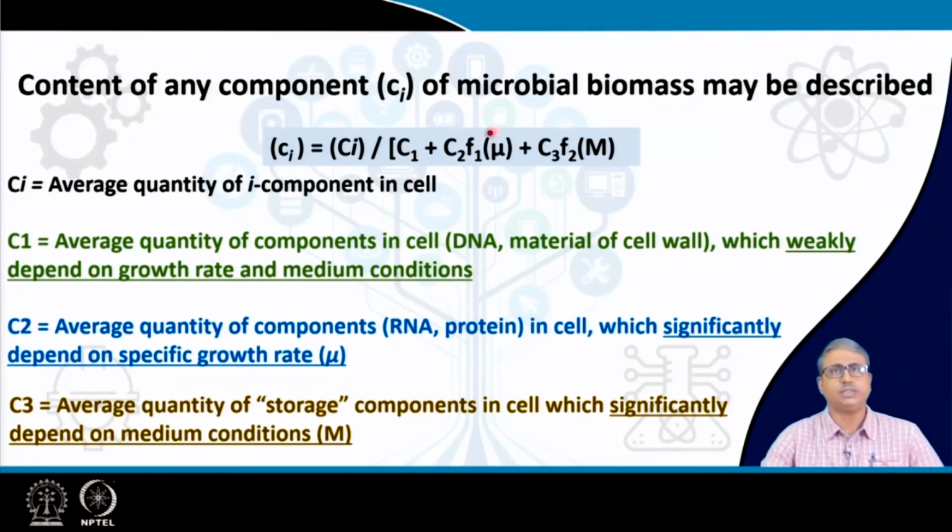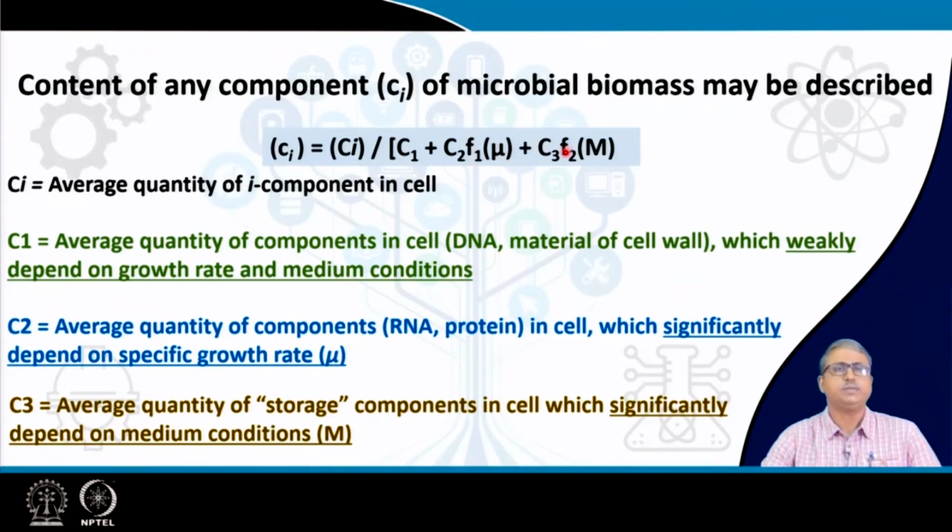C2, which is controlled by the growth rate constant, is the quantity of macromolecules like the RNA and proteins. They represent the C2, which is a function of growth rate, because as I mentioned earlier, when the cells are growing actively, we can expect more amount of RNA and protein. So, C2 is under the regular control of the growth rate.